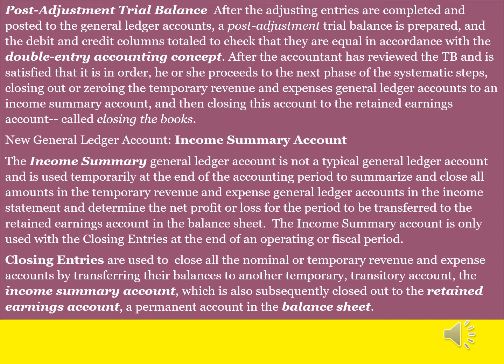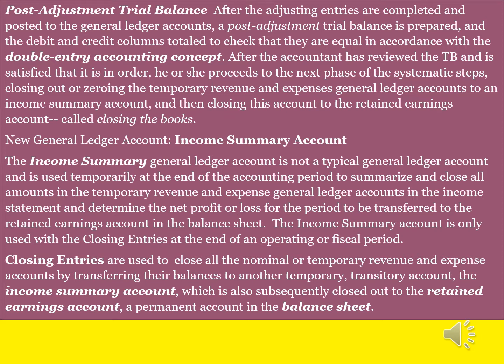Closing the books refers to closing out all the nominal or temporary revenue and expense general ledger accounts by transferring their balances to another temporary transitory account, the income summary account, which is then closed out to the retained earnings account.